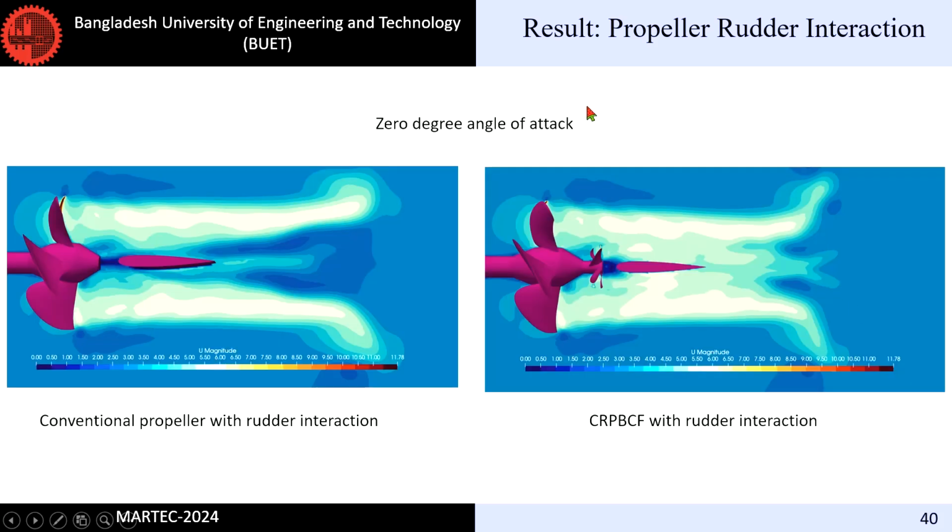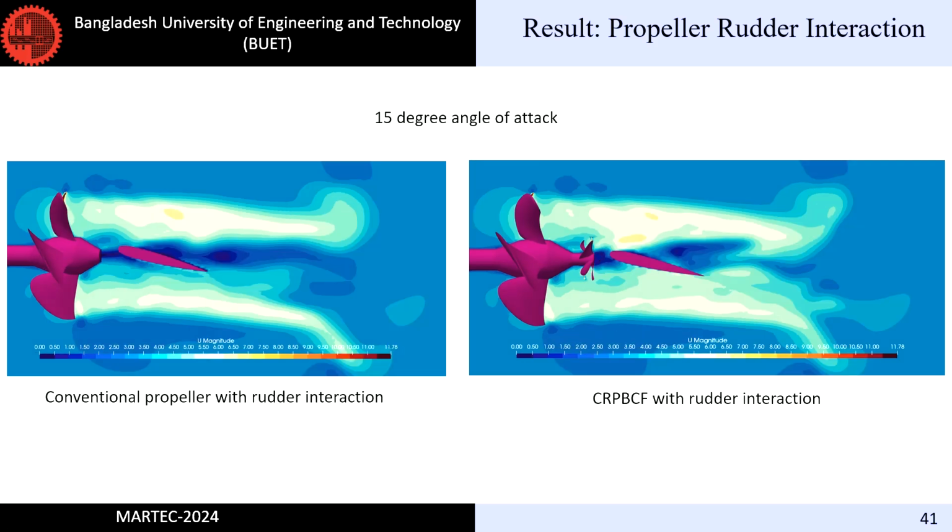Moving on to the velocity profiles, as we can see, the contrarotating propeller boss cap fin accelerates the fluid around the rudder, which results in a lower pressure and hence lower pressure drag. And when it has an angle of attack, the fluid on top of the foil has an increased velocity compared to the conventional one, which results in a higher lift.